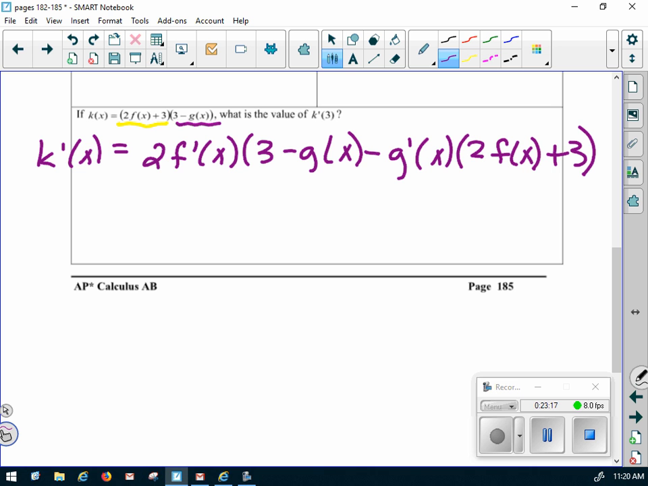Wait, I think I know, but just clarify. Yep. Because the derivative of g of x is g prime of x. Yeah, 3 is a constant. And then that's a minus 1 times g of x. Yep, okay.